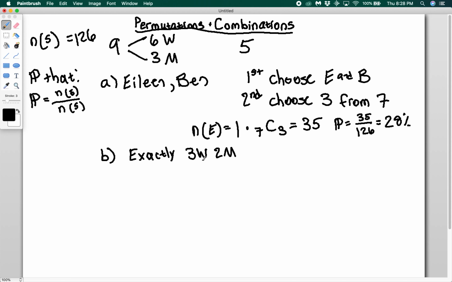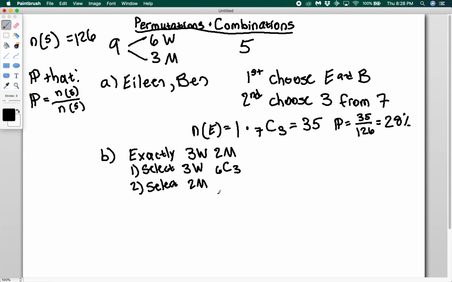So we're really looking for 2 things. One, we're looking to select 3 women. How do we select 3 women? Well, there are 6 women total, and we're choosing 3. So we're going to do 6 choose 3. That's the number of ways that we can choose 3 women from 6 women. Second, we need to select 2 men.